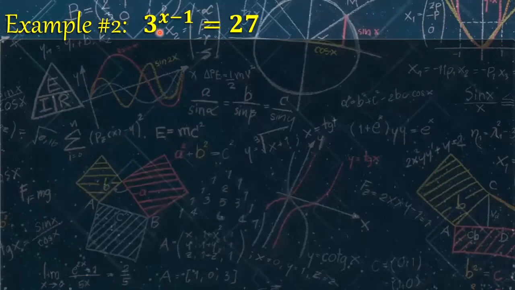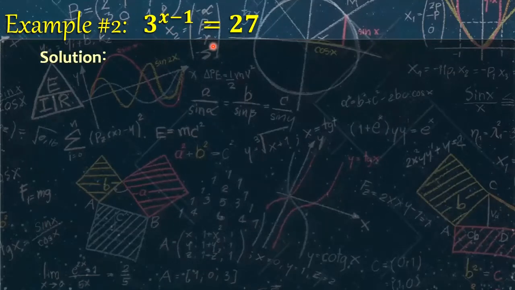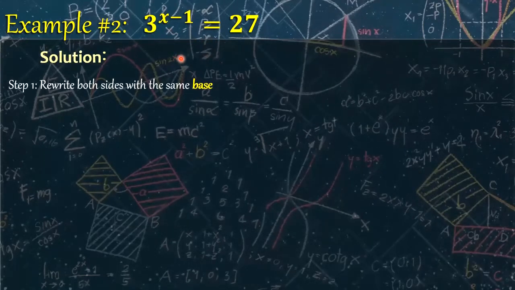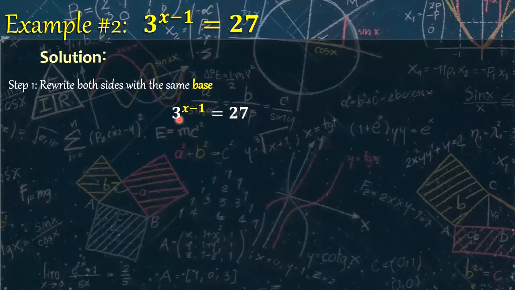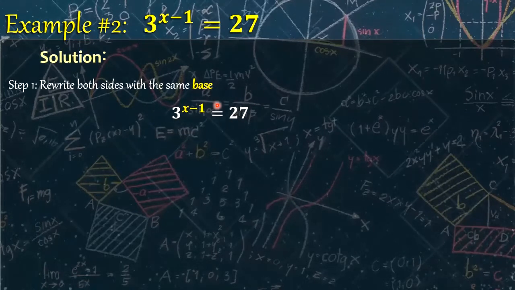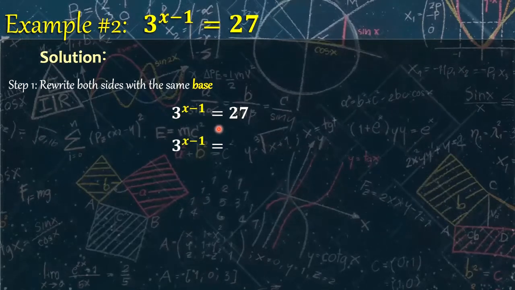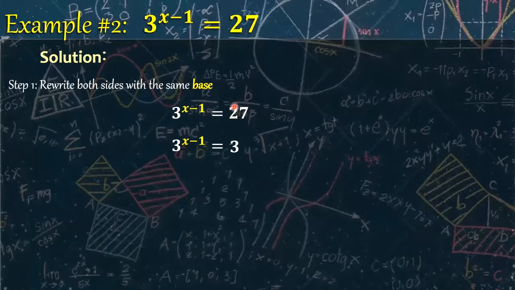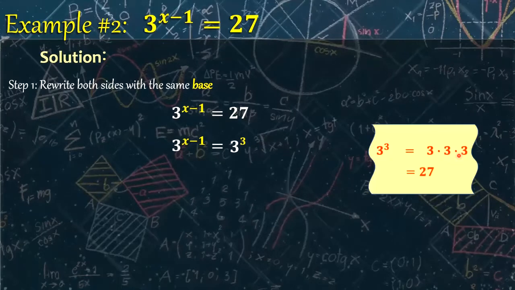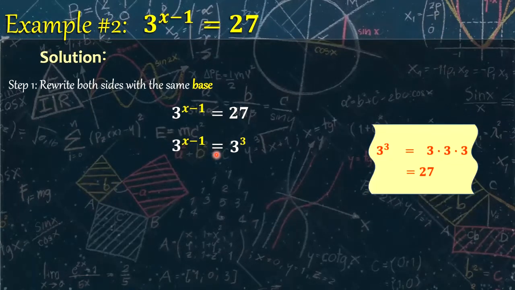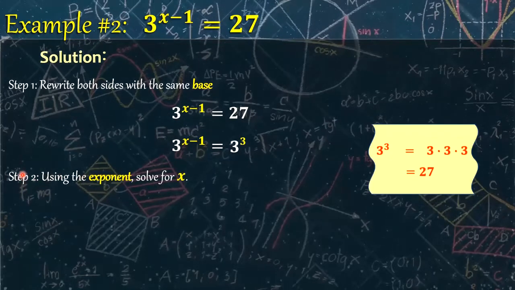We have here 3 raised to the power of x minus 1 equals 27. Step 1, rewrite both sides with the same base, which is 3. The left side is already in exponential form. So the goal is to change this 27 into exponential form with the base of 3. What should be the power of 3 so that the result is 27? So the power should be 3, because if we simplify, 3 times 3 times 3 is 27. So again, this is really easy if you have the exponential table. Hopefully you have notes there so you can guess the answer.